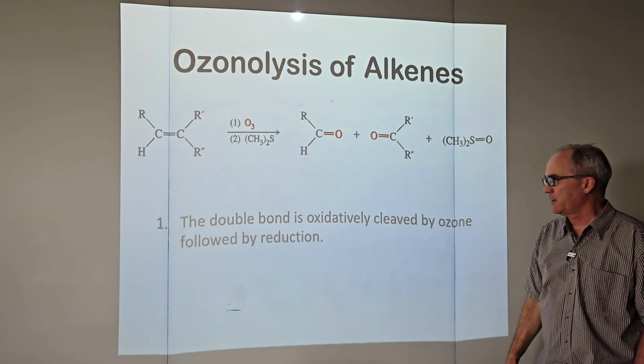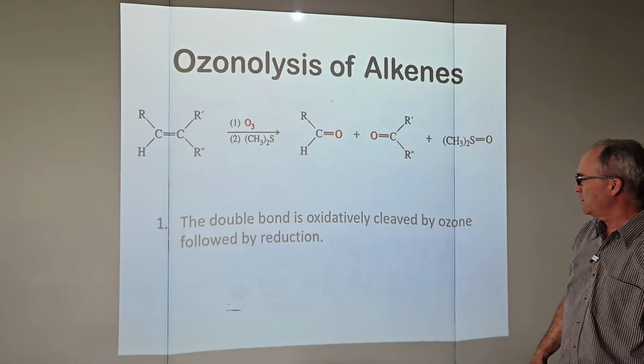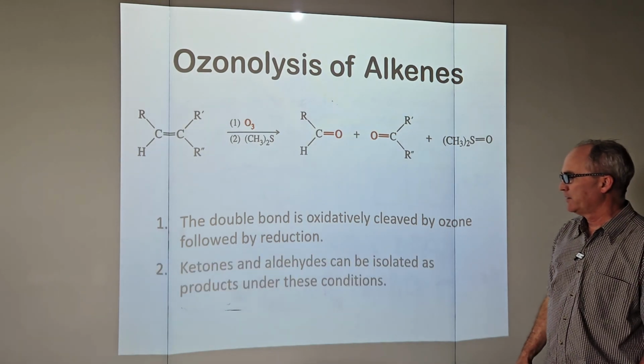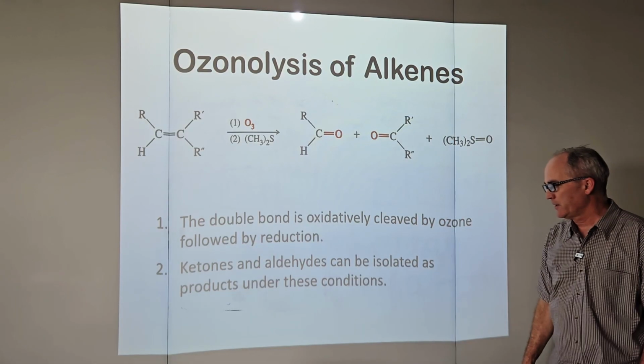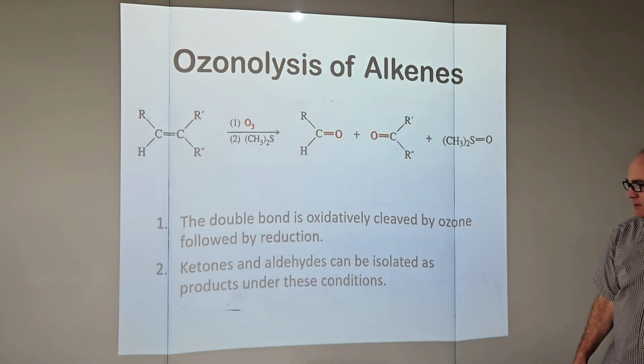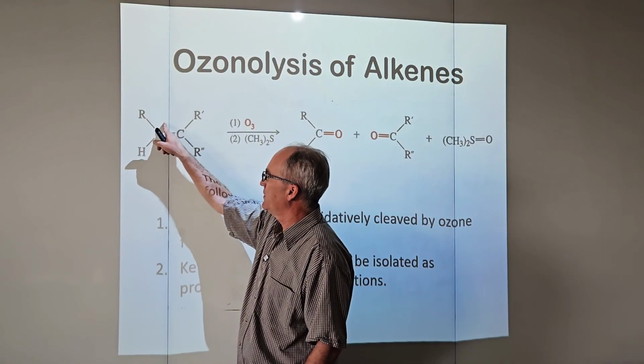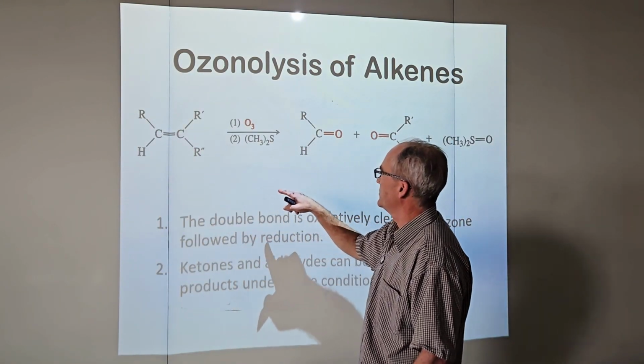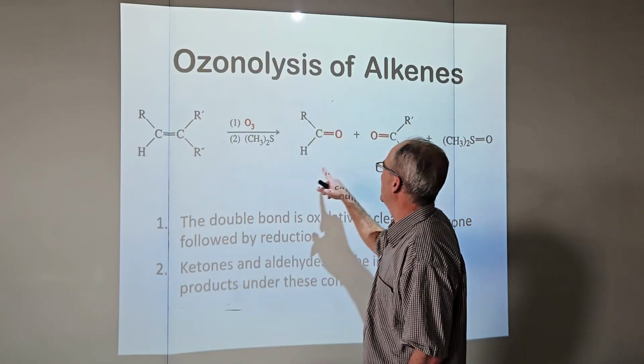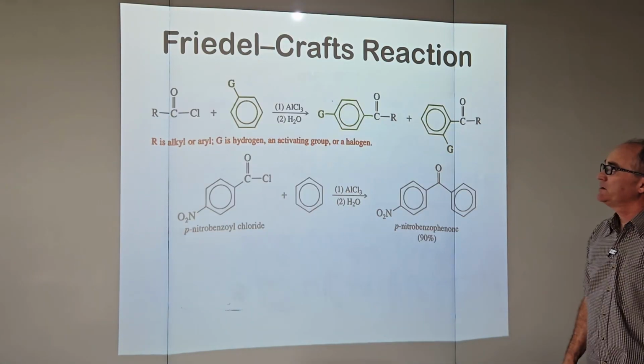Double bond is oxidatively cleaved by ozone, followed by reduction. Ketones and aldehydes can be isolated products under these conditions. So depending on the makeup here, here's a hydrogen, so there's where the aldehyde comes from. Here's where you're going to get the ketone.